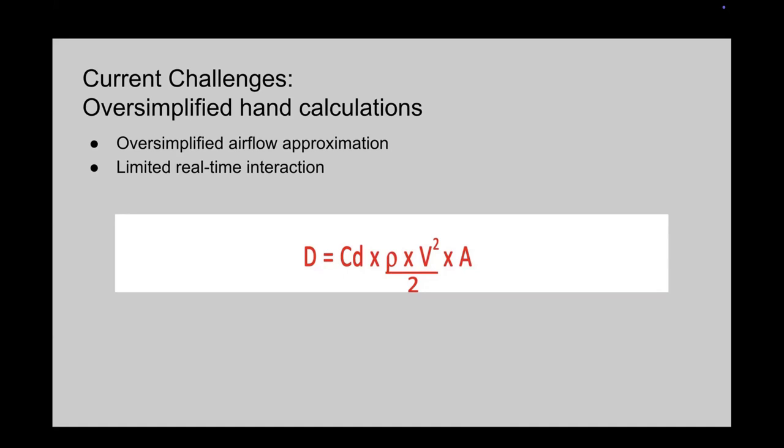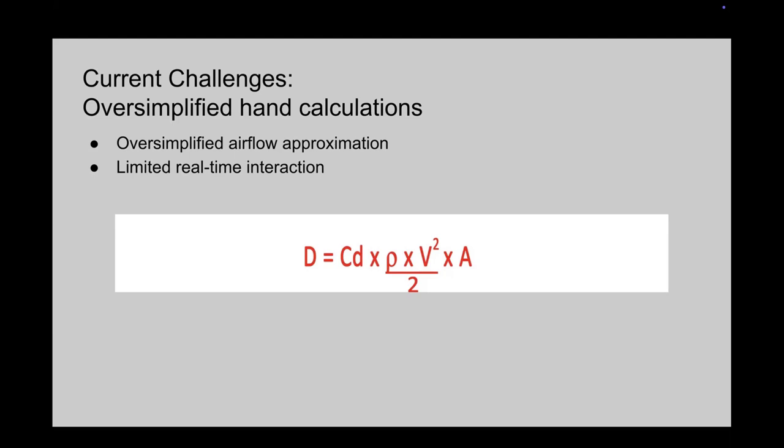For example, there is an equation I screenshotted. This equation assumes that airflow behaves in a simple and predictable way. But in the real world, it's much more complex. Airflow contains turbulence, like wake regions, and sometimes the airflow direction will change. Those things are very hard for people to calculate by hand.